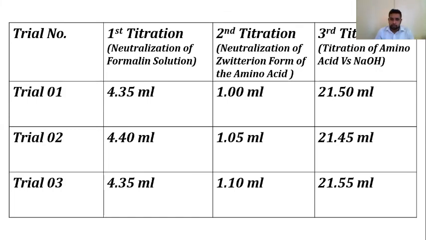Then is it correct to take the average of the third titration readings and do the calculation? Is it correct? What do you think?